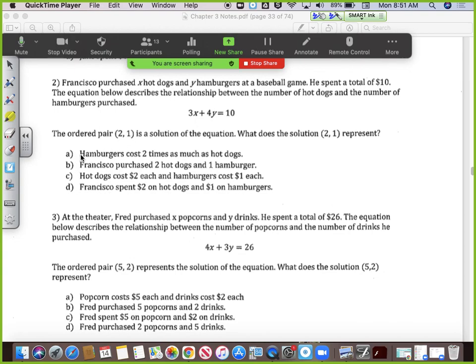That hamburgers cost 2 times as much as hot dogs. That he bought 2 hot dogs and a hamburger. Hot dogs cost $2 each. Hamburgers cost $1 each. Or he spent $2 on hot dogs and $1 on hamburgers.